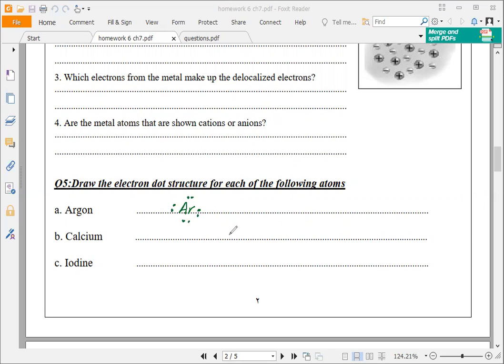Okay, for calcium. What is the symbol of calcium? Ca. 2 dots, one at the top and one at the right. Yes, like this, Mister. And iodine, 7 dots, Mister. A single dot on the left, double dot on the right, double dot at the bottom, double dot at the top. 1, 2, 3, 4, 5, 6. Yes, like this.